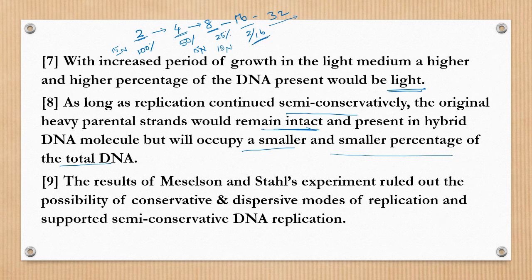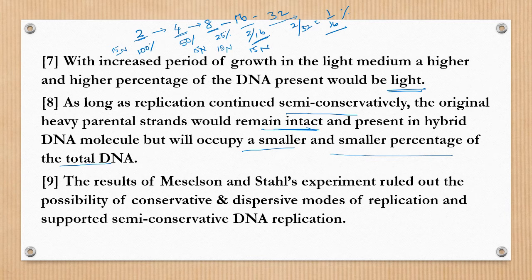That is 1 by 8. How can we calculate that 1 by 8? It becomes 1 by 8 percent of this N15. And in the next generation, the fifth generation, it becomes 2 by 32, nothing but 1 by 16. 1 by 16th percentage of that DNA has the heavy nitrogen. That means a smaller and smaller percentage of this heavy DNA is present in the form of hybrid.